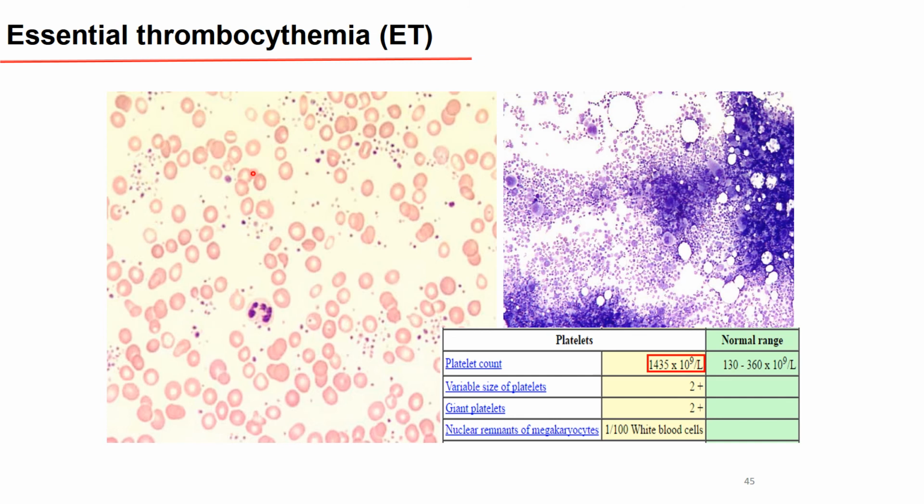Now, this is how it looks like. In the periphery, we do see a lot of platelets, as you do see these eosinophil dots or aggregated platelets. And in the bone marrow, we do see a lot of megakaryocytes. This is not as hypercellular as in CML, and only the platelet count is very high, for example, in this patient that we had.